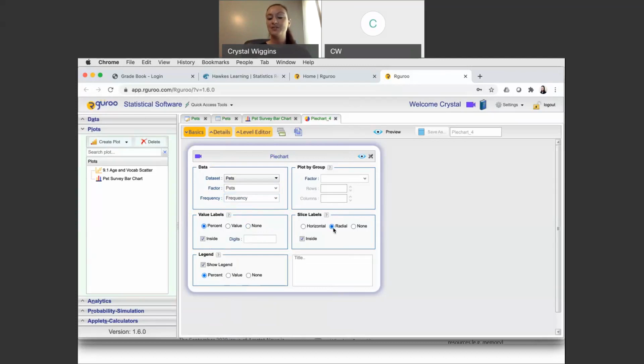Radial for the labels of the slices means that it's going to label in a circle. So I'll leave it so you can see it. I don't like radial, I like horizontal, but I want to show you what it looks like. And again, I have a choice of having the labels inside or outside. Now I probably shouldn't have the percents and the labels both inside, but again, I'll show you so that I can also show you how to make adjustments when you realize you don't like something. Okay, we can show the legend and a title, pet survey. All right, eyeball.